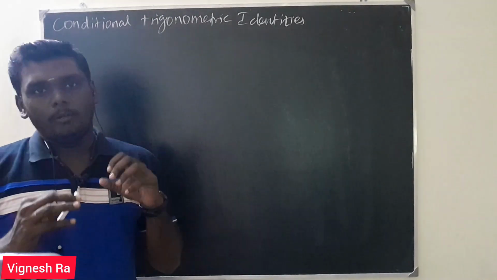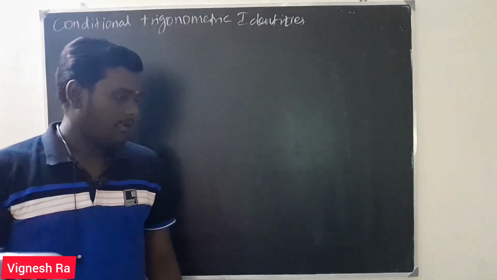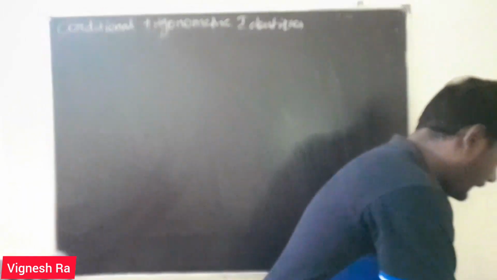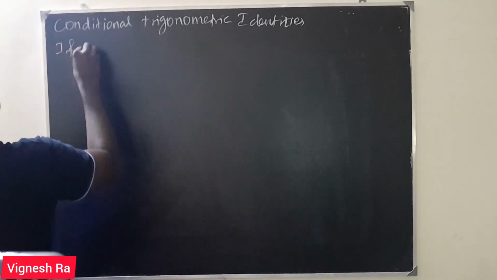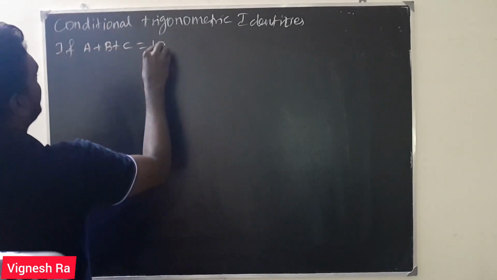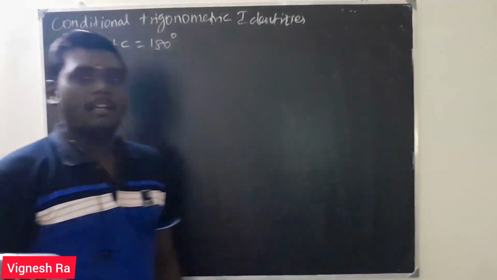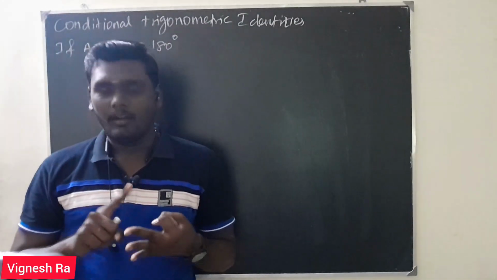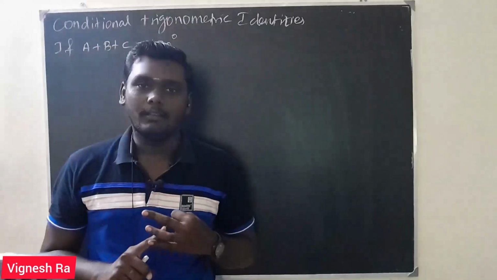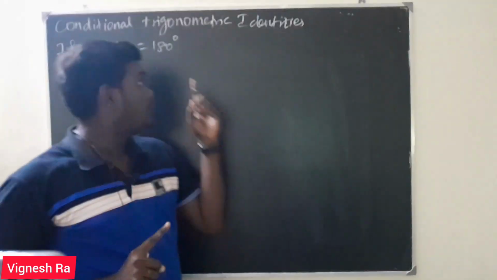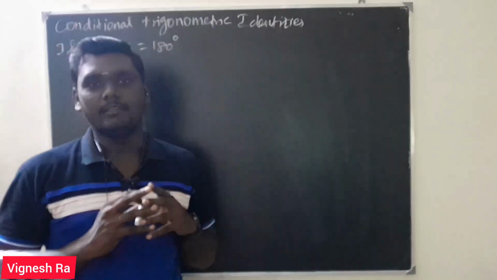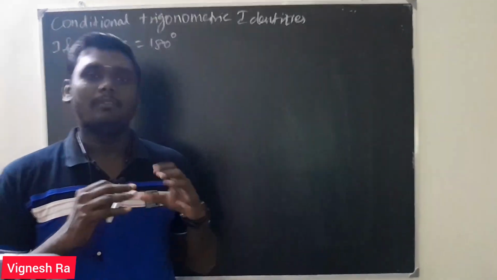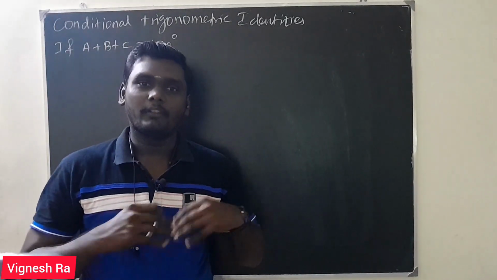Correct? Now here, conditional trigonometric identity means they will give one condition. That condition is: A plus B plus C is 180 degrees, which is nothing but A, B and C all three being angles of a triangle. That's why the sum of them is 180 degrees. So using this condition we are going to prove some trigonometric identities. Let us proceed and see how it works.